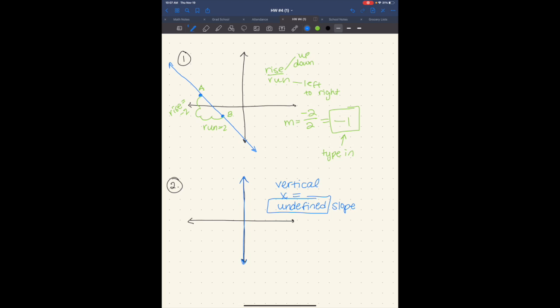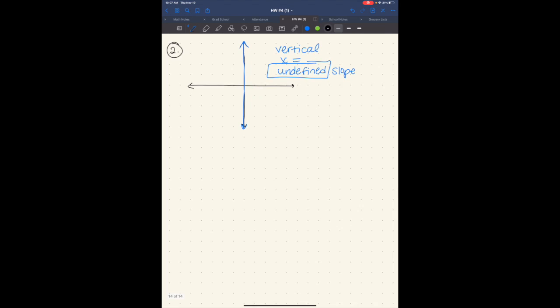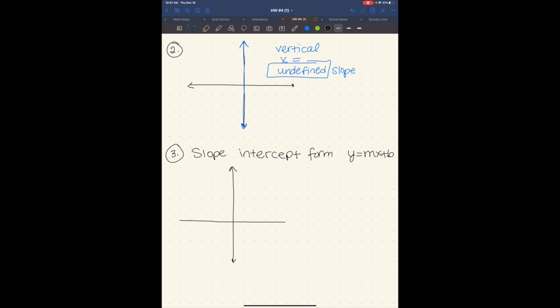For the next one, it's asking me to put in a graph and write it in slope-intercept form. So for number 3, it says slope-intercept form, which is y equals mx plus b. So on my graph, I have points at 0, 3, and 4, 2. Line goes through those, so I have a negative slope. Hopefully you guys see that.